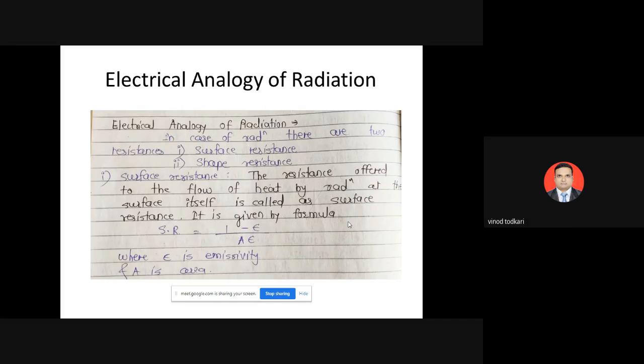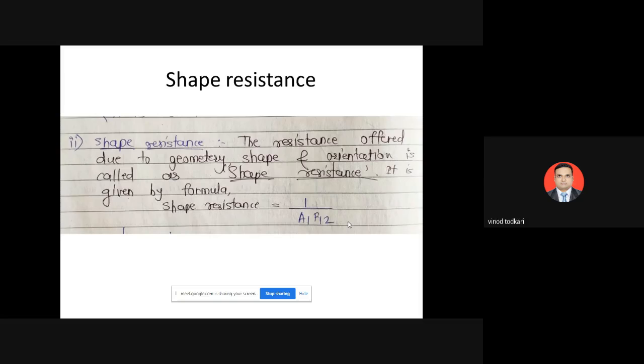Surface resistance means resistance offered to the flow of heat at the surface itself, right? It is given by the formula (1 minus emissivity) upon (area into emissivity). The second is shape resistance. The shape resistance is offered due to shape, geometry, and orientation of the object. That shape resistance is given by the formula 1 upon area into shape factor. Shape factor is also called as view factor.